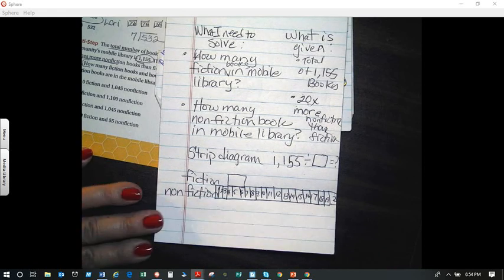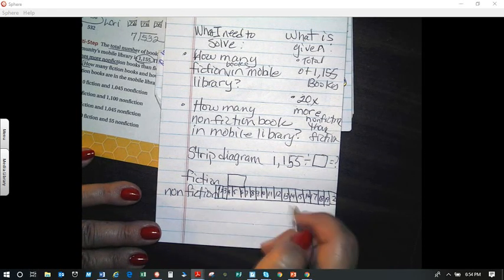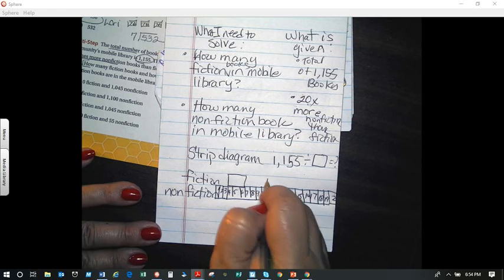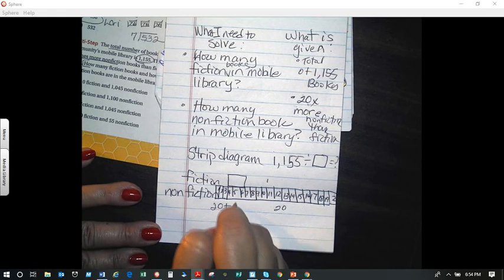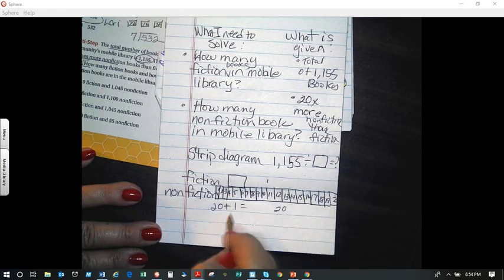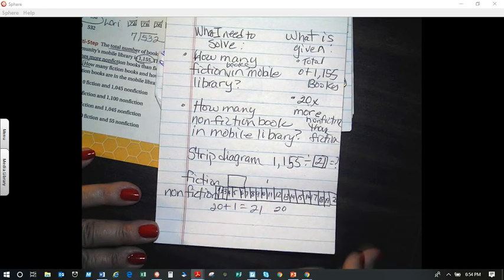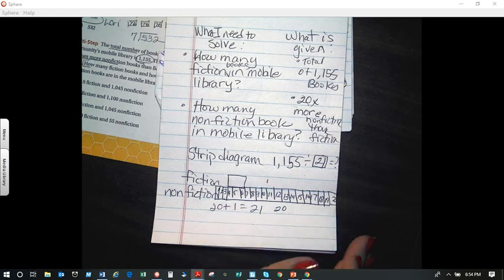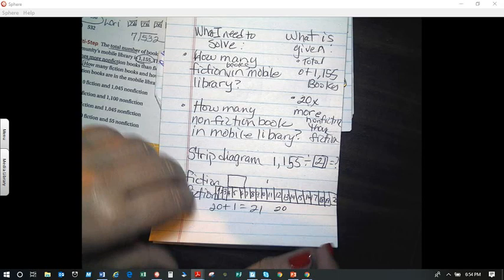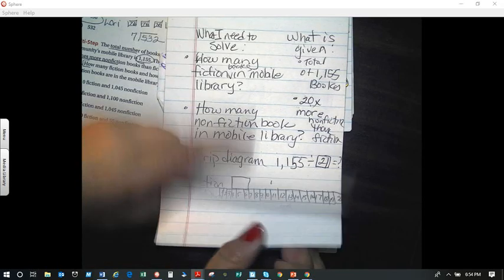Okay. Now, if this is 20 and I have 1, what is 20 plus 1? How many total squares do I have? I've got 21, so that's going to be my divisor. So now I'm going to divide. Now, I don't have any room on my page. If you're using regular notebook paper, you'll have room. Hopefully, if not, get a new sheet of paper.